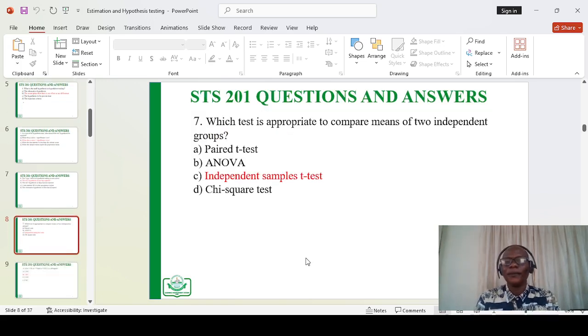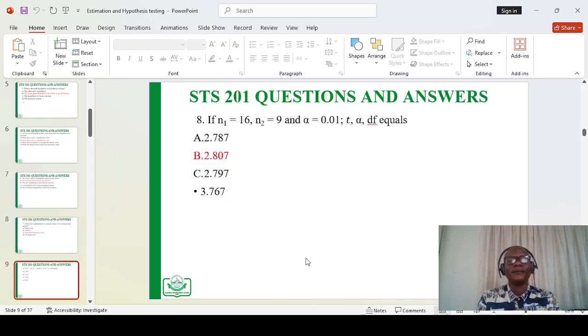So which test is appropriate to compare the mean of two independent groups? For two independent groups, we use the independent sample t-test. So C is the correct answer.